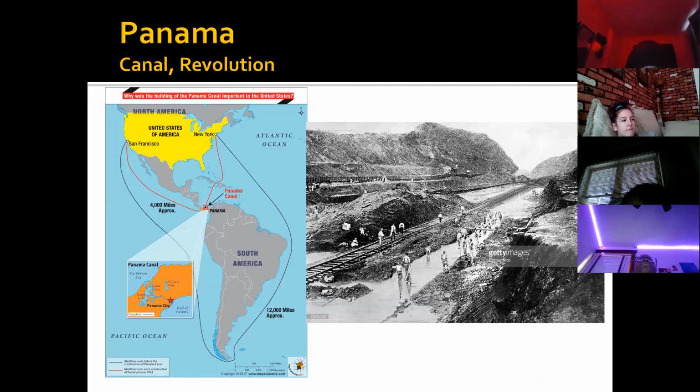So now, what is the result of the Spanish-American War and the very quick defeat of Spain? Now the US has control of islands from the Caribbean to the Philippines. And so the United States wanted to figure out a better way of connecting the Pacific and the Atlantic Ocean.